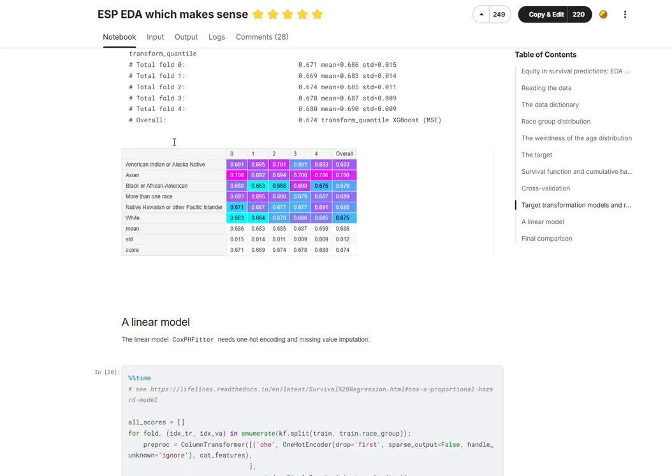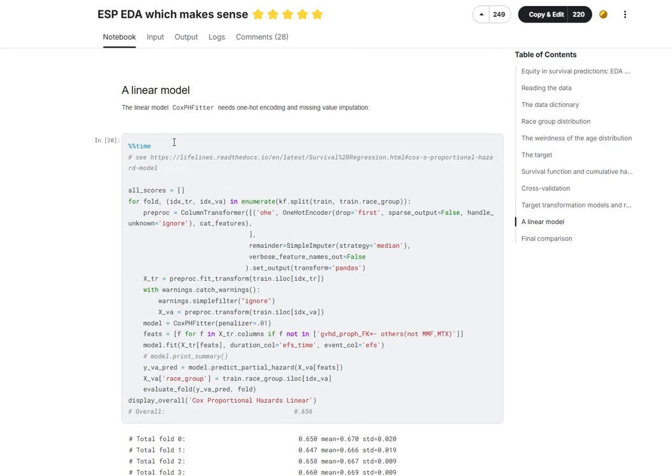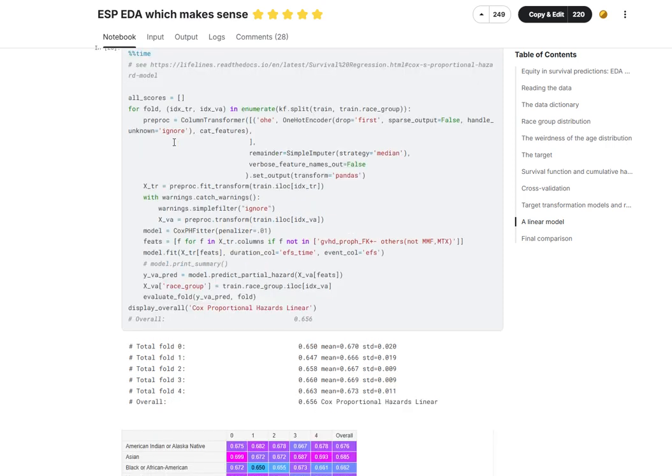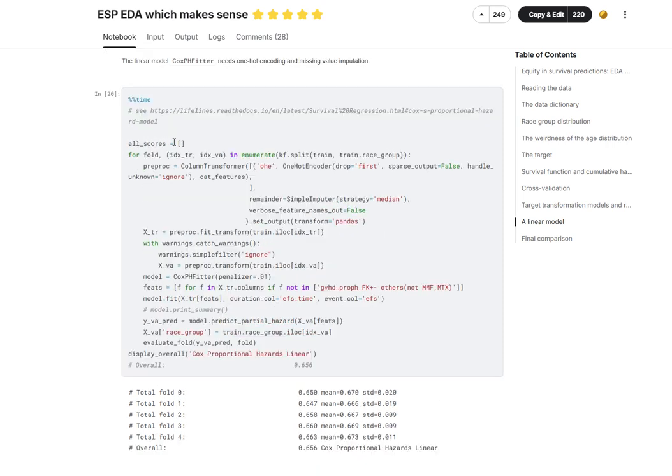Lastly, the notebook trains a linear Cox Proportional Hazards model using the Lifelines library. This is a more traditional statistical approach, as opposed to the gradient boosting methods. Before training, it uses a column transformer to pre-process the data. It one-hot encodes the categorical features and imputes missing values using a median strategy. It then fits the CoxPHFitter model and evaluates its performance.